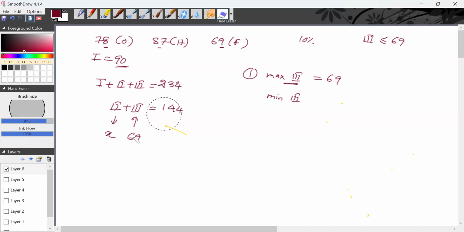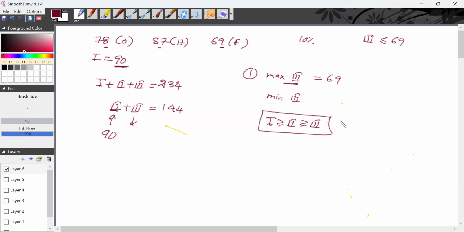क्या करना चाहिए? For minimum, we have to minimize this and maximize this. What could be the maximum value of 2? It cannot exceed 90, na? Because this is again 90. We have to ensure that this should always be a valid condition. If this is 90, then this is what? How much? Kitna aa jayega? 54. So 54 becomes your minimum value.